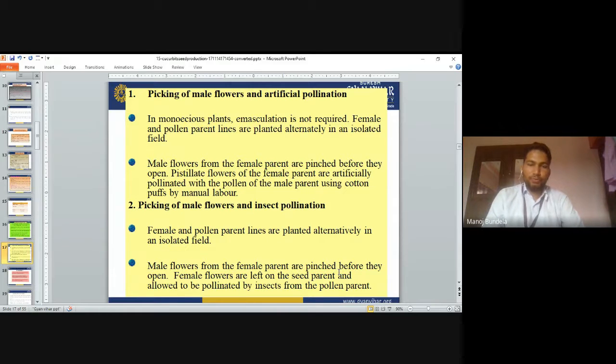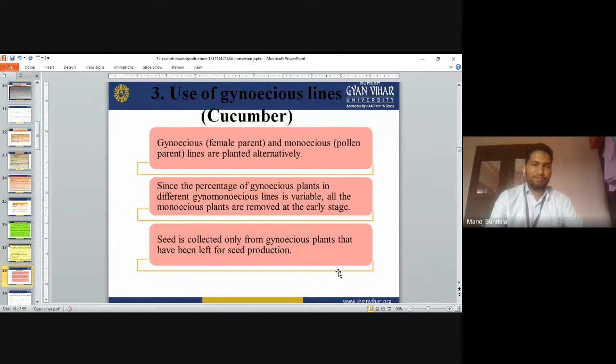In this, what we have to do is remove the male flowers from the female lines, and with the help of insects the pollen from the male will fall on the female flowers. In the first method, we have to pick the male flowers from the female lines and then artificially go for pollination. In this one, it will be pollinated by the insects.